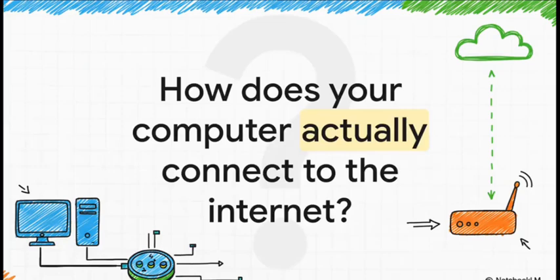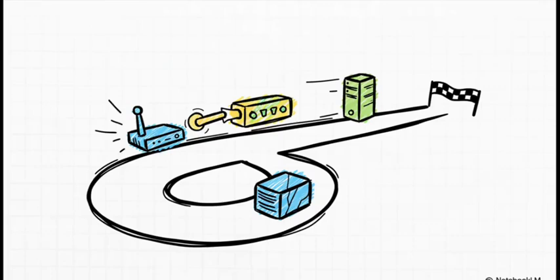We click, we stream, we game, but how does that signal from your computer get all the way across the world and back in the blink of an eye? Well, it's a journey, and it involves a whole cast of characters we're about to meet. You can think of it like a high-speed relay race. Your data is the baton, and each device has a very specific job to do to pass it along to the finish line. In this explainer, we're going to meet that team player by player.